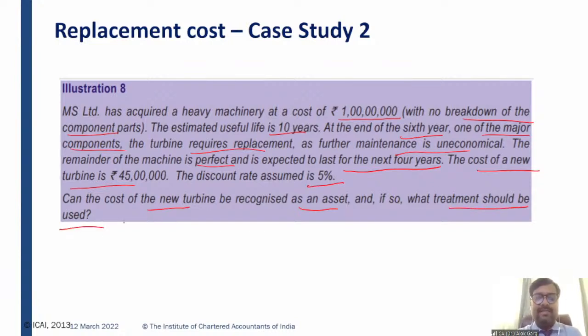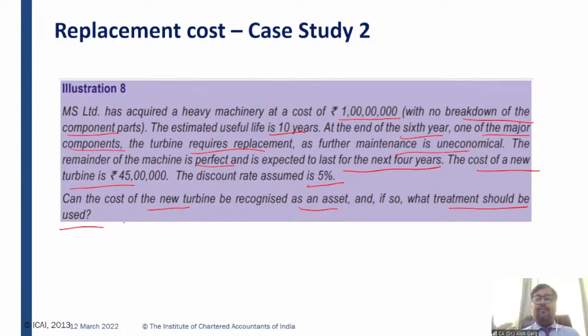First of all, guys, we need to understand, of course, that this turbine is an important component. Is it a tangible item? It has to be used for more than 1 year, and of course, it is held for use in production or supply of goods and services. The first thing is it should meet the definition of PPE. Yes, it is meeting the definition of PPE.